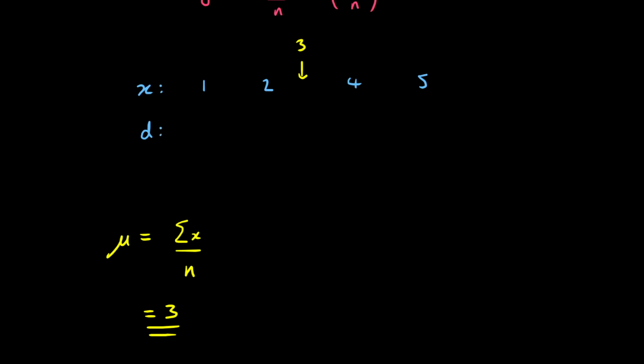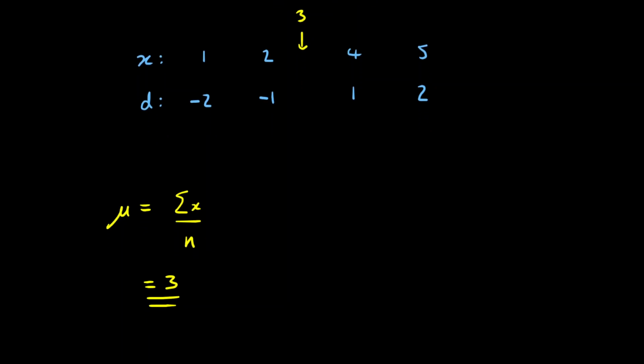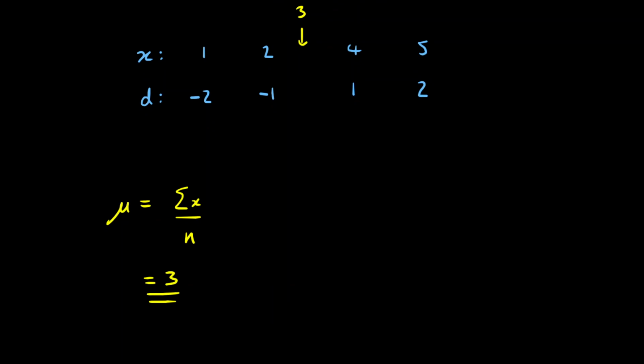Take the distance by doing each of the x coordinates minus the mean. So we do 1 minus 3, we're going to get negative 2. 2 minus 3, we get negative 1. 4 minus 3, we get positive 1. And 5 minus 3, we get positive 2. And so we can say, okay, well, we can measure the spread of this data by taking the mean of each of these distances, right? So that would mean that we would add up all of these distances, and then divide by 4.